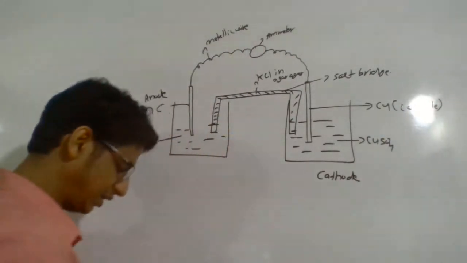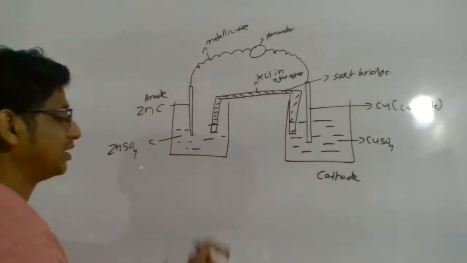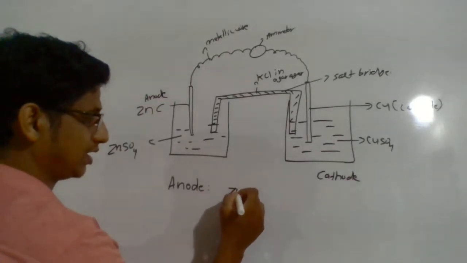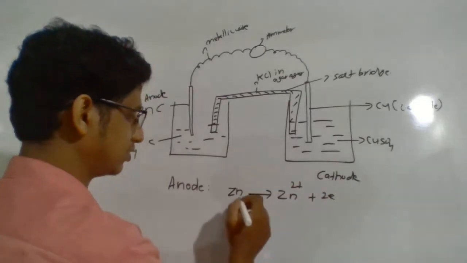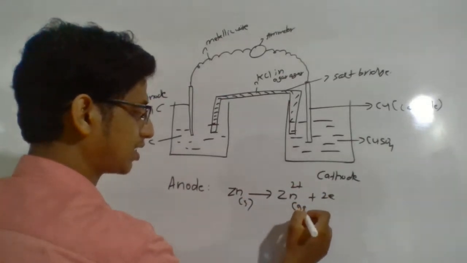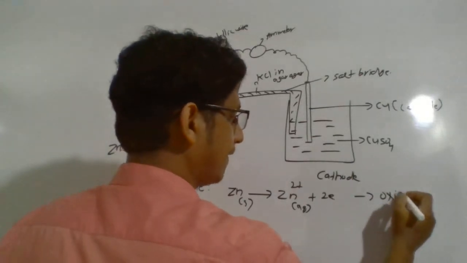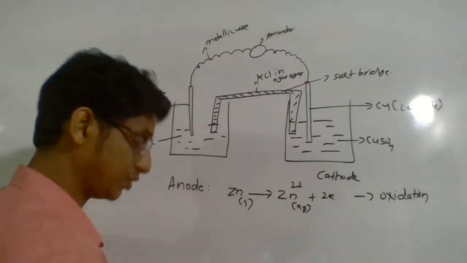Remember, whether it's an electrolytic cell or galvanic cell, oxidation always takes place at the anode. So let us discuss what the anode is here. It is zinc, and zinc is converted into Zn2+ ion plus 2 electrons. Zinc is a metal, and the ion is in aqueous form, as you can see. So this we call oxidation. You can understand this as oxidation in two ways, where zinc is converted into Zn2+ ion.